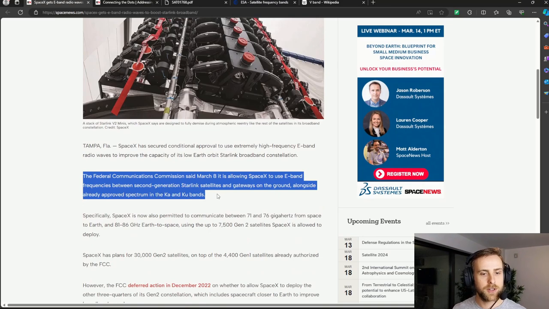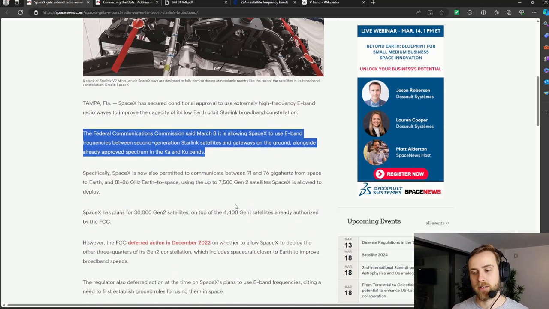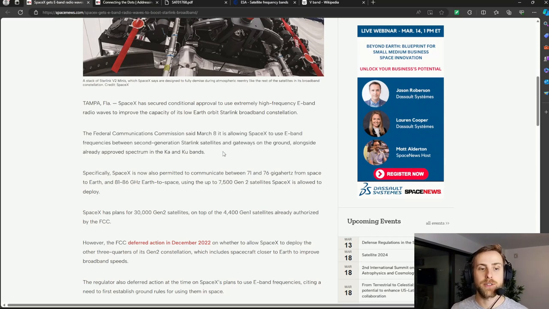The Federal Communications Commission said March 8th, so that's a couple of days ago, it is allowing SpaceX to use E-band frequencies between second-generation Starlink satellites and gateways on the ground, alongside its already approved spectrum in the Ka and Ku bands. For you nerds out there, K-band is typically radios communicating between 1 to 40 gigahertz. That is because once you get into the higher frequency bands, you experience a lot more interference with things, even as small as raindrops. And so it's just easier, the technology exists already, to have solid communication below 40 gigahertz.